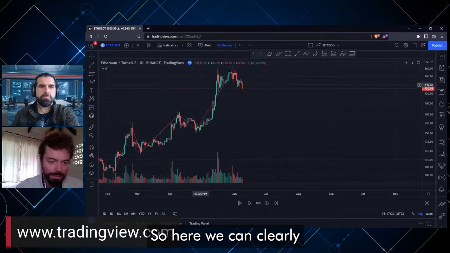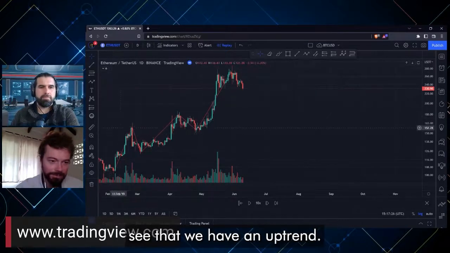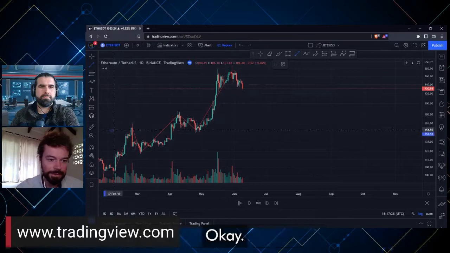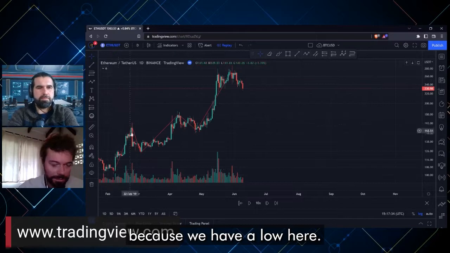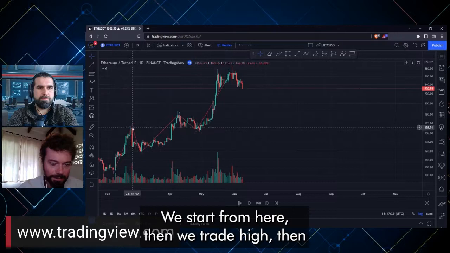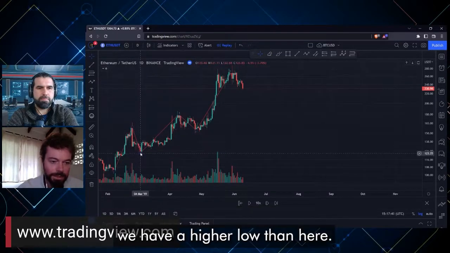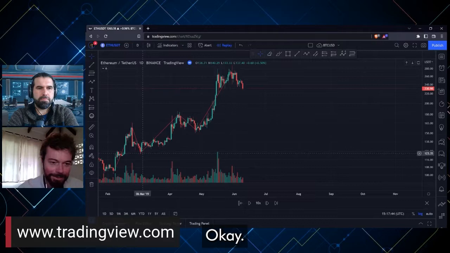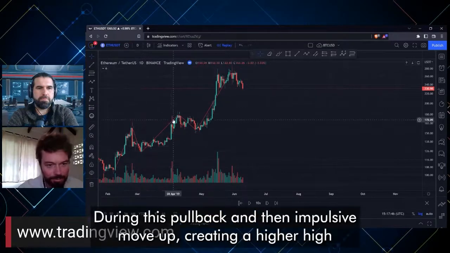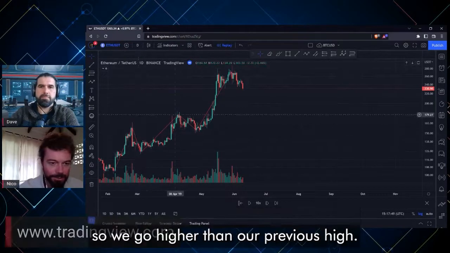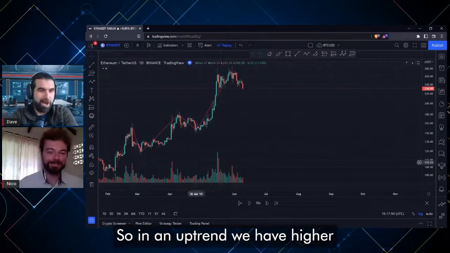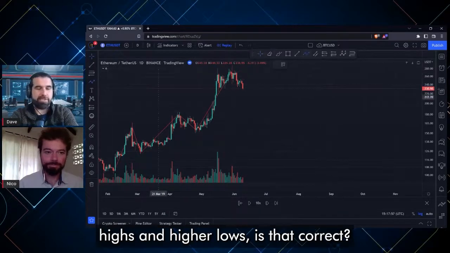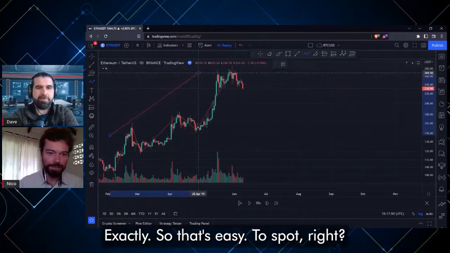So here we can clearly see that we have an uptrend. So the trend is going all the way up because we have a low here. We start from here, then we create a high, then we have a higher low than here during this pullback, and then an impulsive move up, creating a higher high. So we go higher than our previous high. And so in an uptrend, we have higher highs and higher lows. Is that correct? Exactly. So that's a higher high. Pretty easy to spot, right?